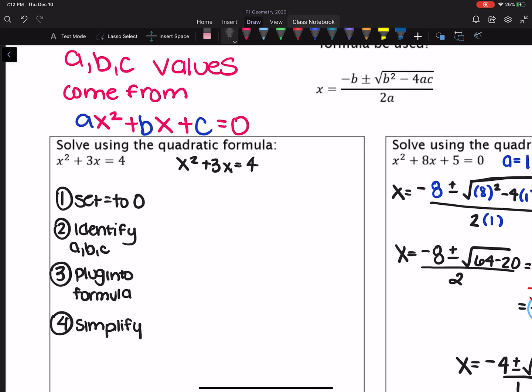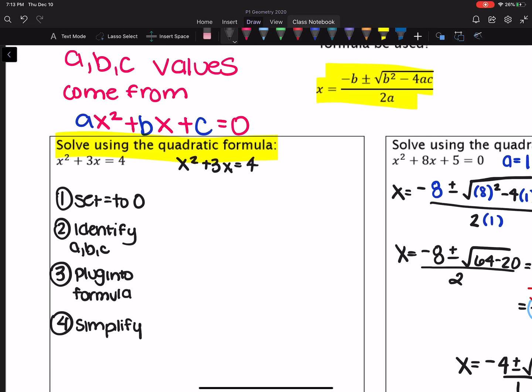So in this example, I'm going to go over how to solve using the quadratic formula. So our formula is up in the center here. All right, we've got x is equal to the opposite of b plus or minus the square root of b squared minus 4ac, and all of that is divided by 2 times a. So this is what we will use when we're wanting to solve using the quadratic formula.